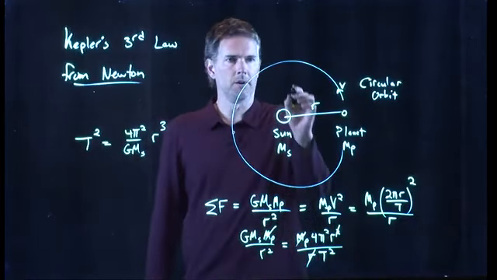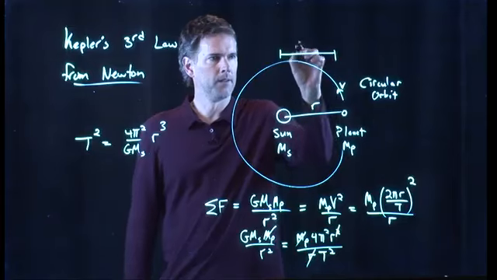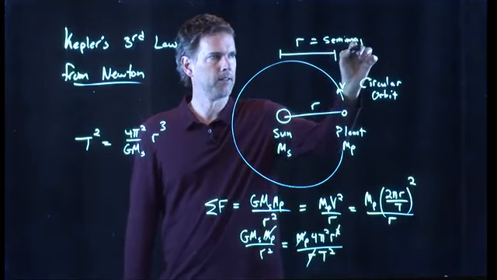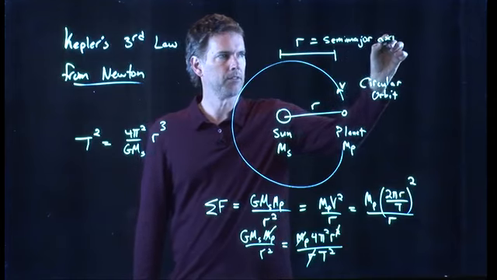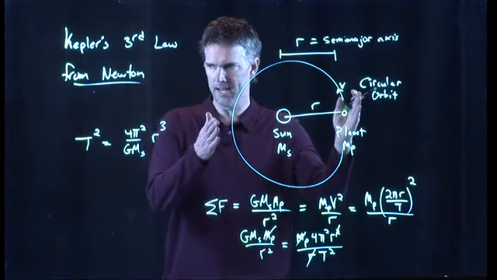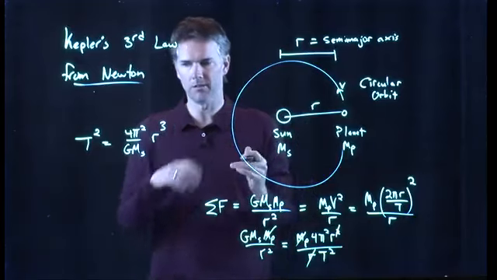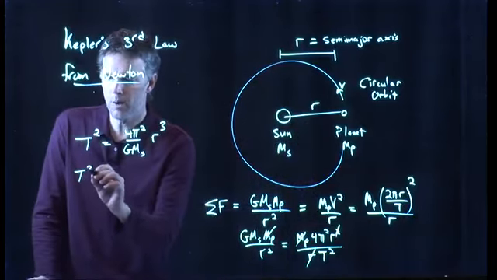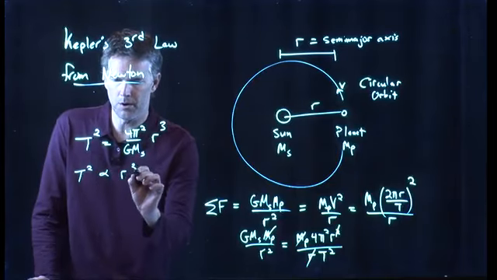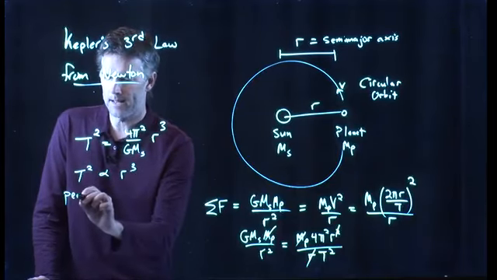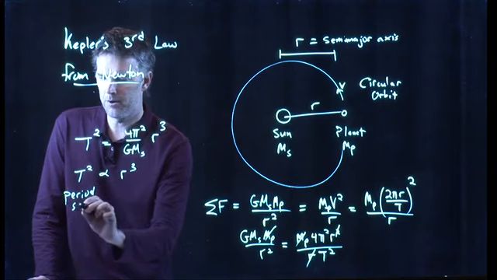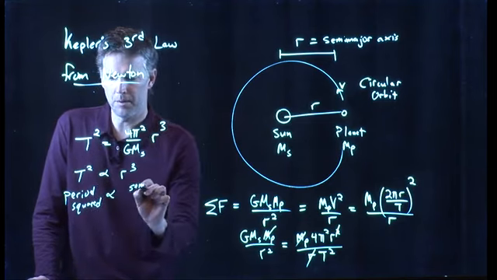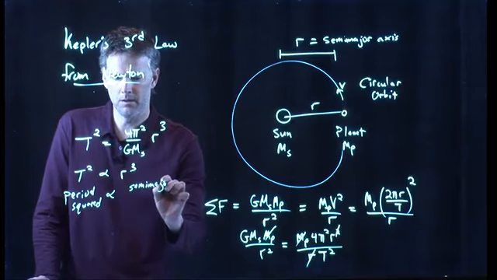But here's the deal, right? A circular orbit means that r is, in fact, the semi-major axis. The major axis would be the diameter. The radius is the semi-major axis. And so we get T squared proportional to r cubed, which is exactly what Kepler said. The period squared is proportional to the semi-major axis cubed.